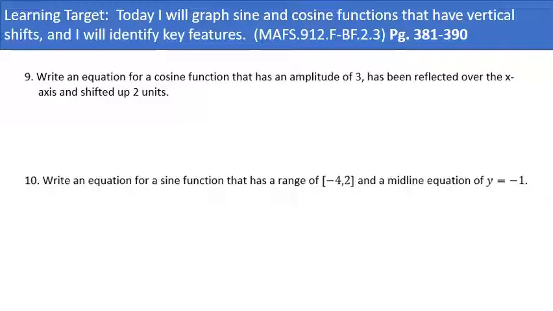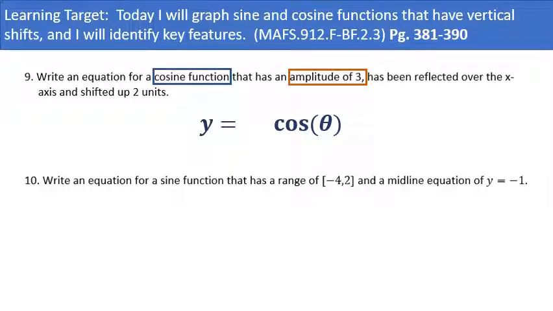What type of equation are we writing? It's a cosine function. So let's start there. Y equals cosine of theta. So far, you could put x in there, that's fine. What's the next thing that's happening to this graph? Well, we know it has an amplitude of 3. Where does the amplitude go? That goes out front. So there should be a 3 out front. So now we're looking at 3 cosine theta.